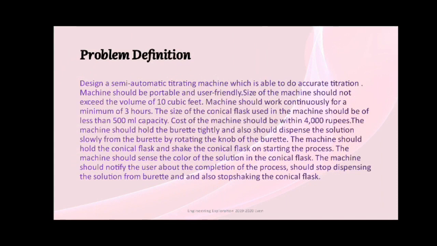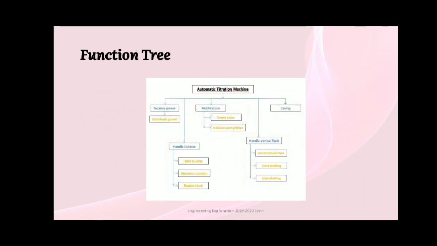This is our problem definition. In problem definition, we are taking objects, constraints and function tree. Under notification: sensor color indicate completion. Under handle burette: hold burette, dispense solution, rotate knob. Under handle conical flask: hold conical flask, start shaking, stop shaking, and casing.